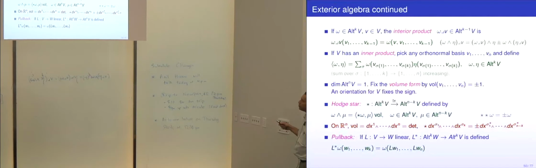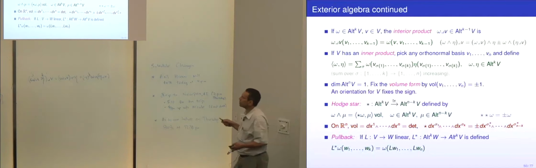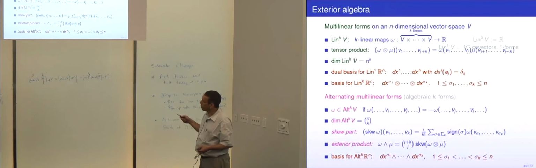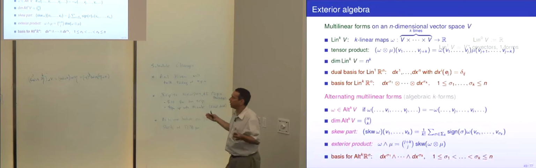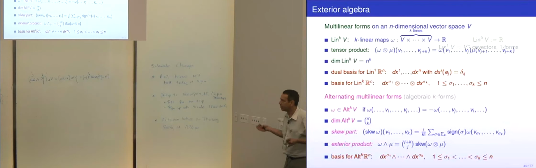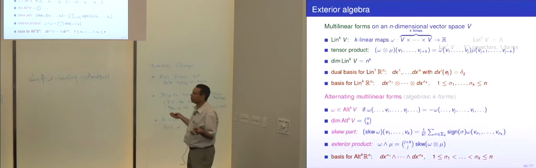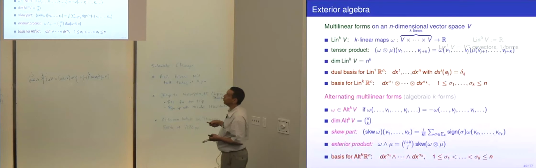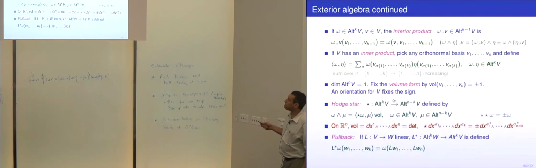By the way, people wonder why it's called exterior. It's called exterior, I believe, because you take two k forms and you get something that's not a k form. You get something that's a 2k form. So the product takes you outside of the space. In particular, if you take two 1 forms, they have a wedge product, but it's not another 1 form, it's a 2 form.